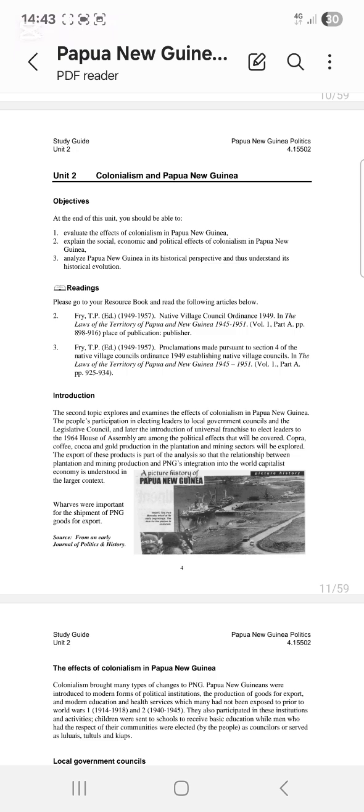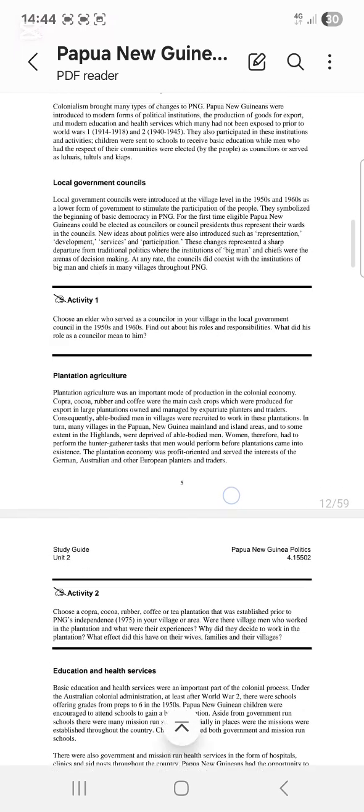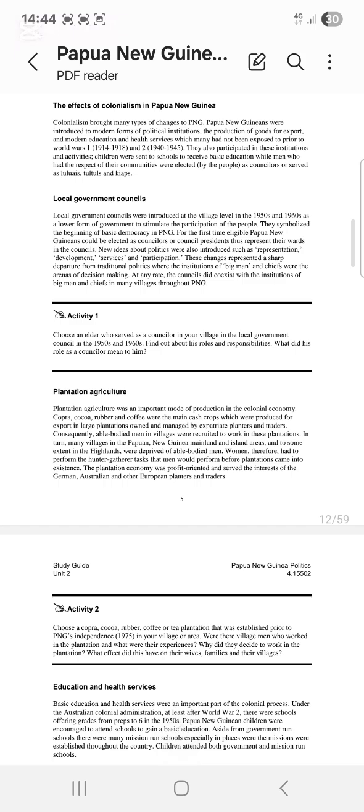So if you look further, for example, local government council, that is an example of colonialism. Colonialism established local government councils, and at the village level, we have the village councillors. Yes, we have the village presidents. These are some of the examples of the effects of colonialism. Because of colonialism, we have now plantations. We have coffee plantation in the highlands. Yes, we have a lot of coffee plantation in the highlands.